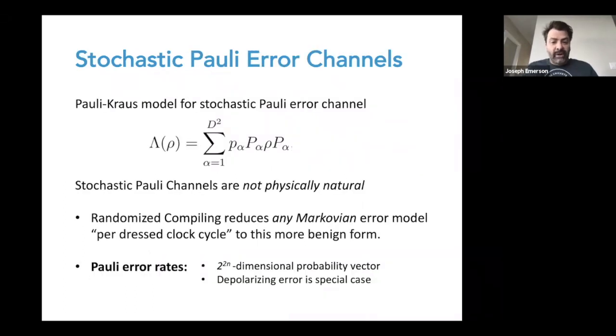So the beautiful thing about the Pauli-Krauss model is the simplicity of it, and it is not physically natural. So physical errors associated with control have these off diagonals. By using randomized compiling, we force the noise to appear to the user as in this form. And I'll describe that more. So you just have this 2^2n dimensional probability vector.